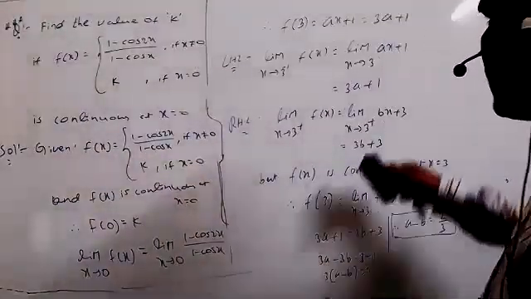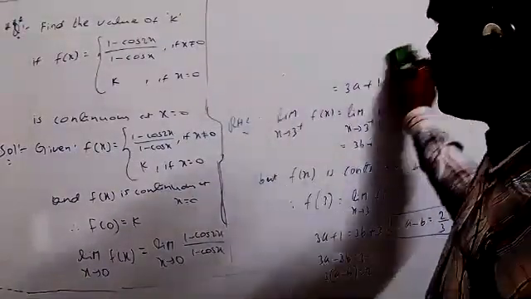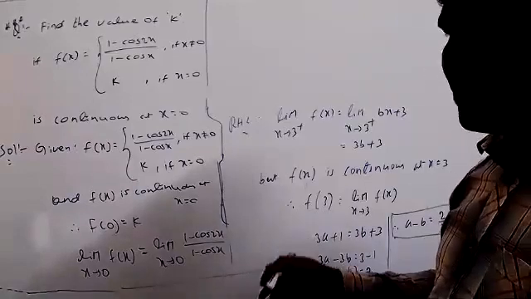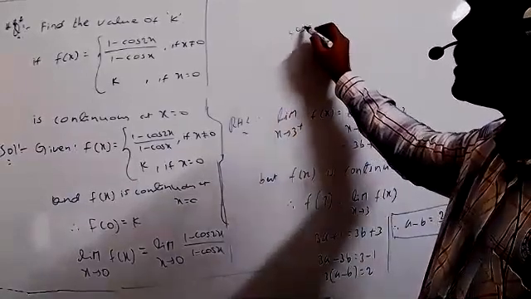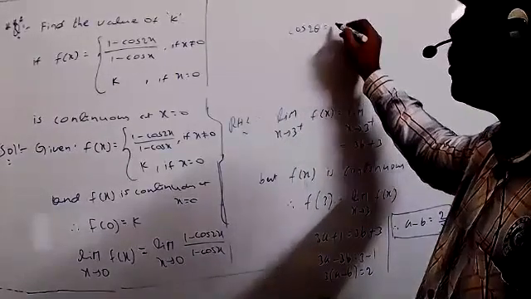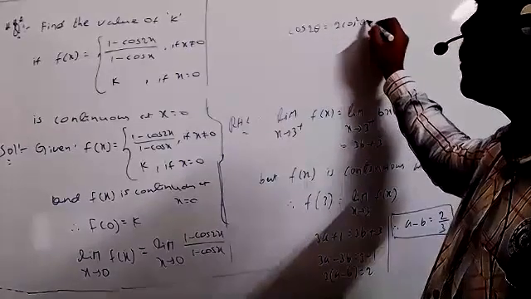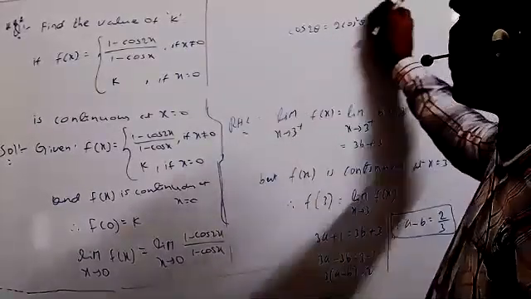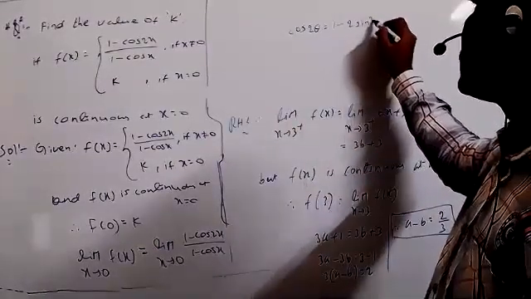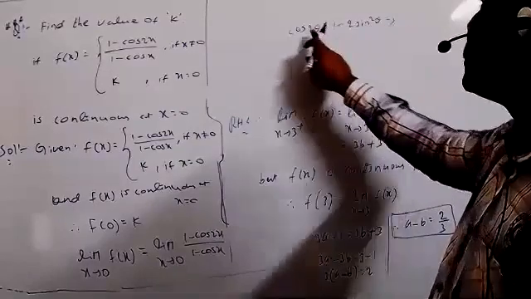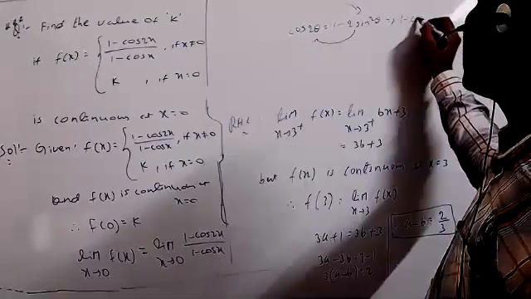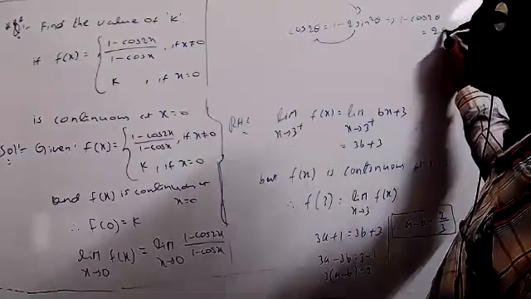We have to simplify the function. But how to simplify this? Remember the formula, I think you know very well. Cos 2 theta equals cos square theta minus sin square theta, which equals 2 cos square theta minus 1, or in terms of sine only, 1 minus 2 sin square theta. So 1 minus cos 2 theta equals 2 sin square theta.